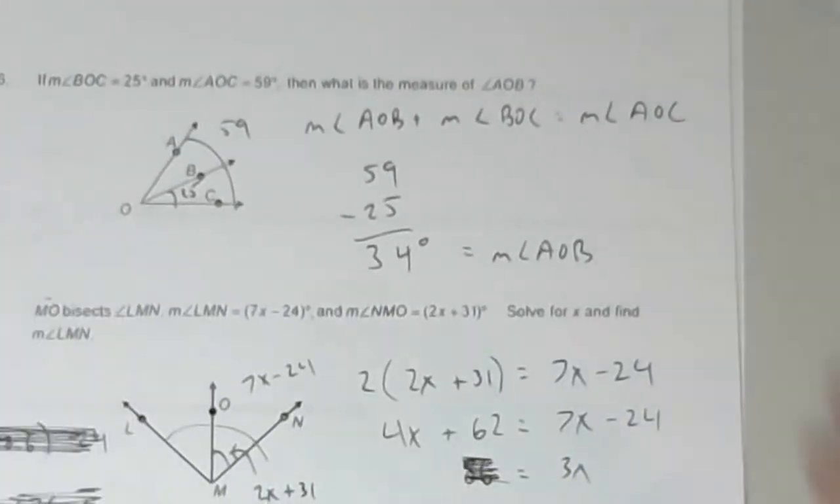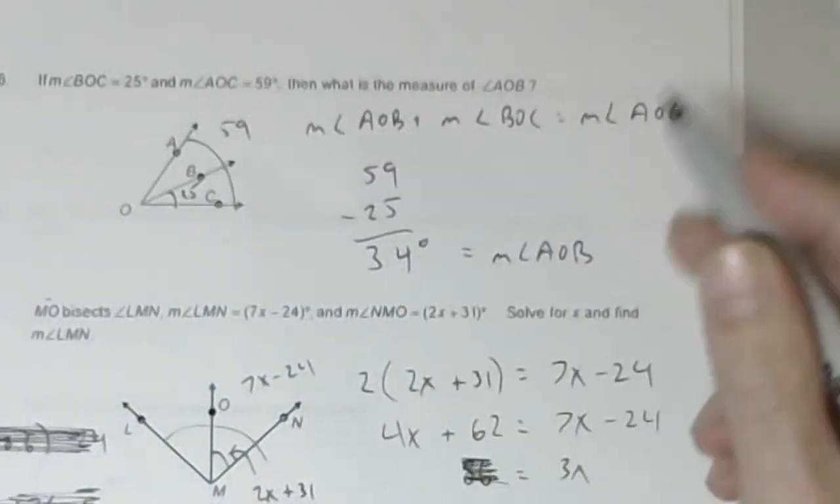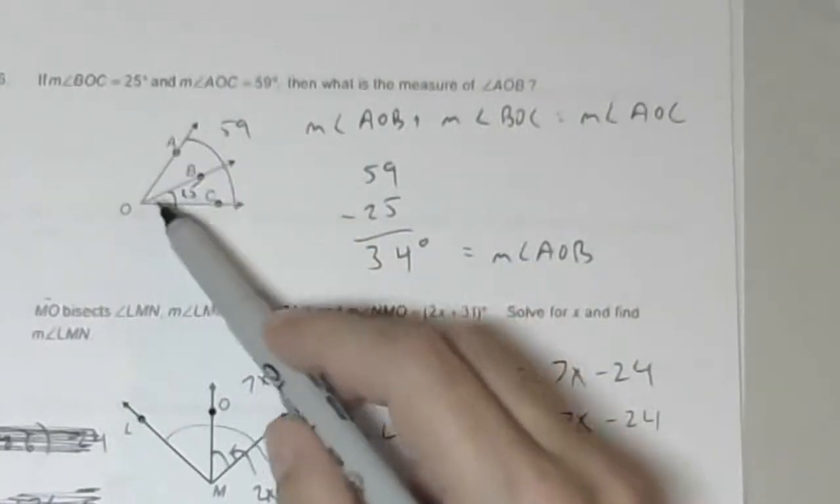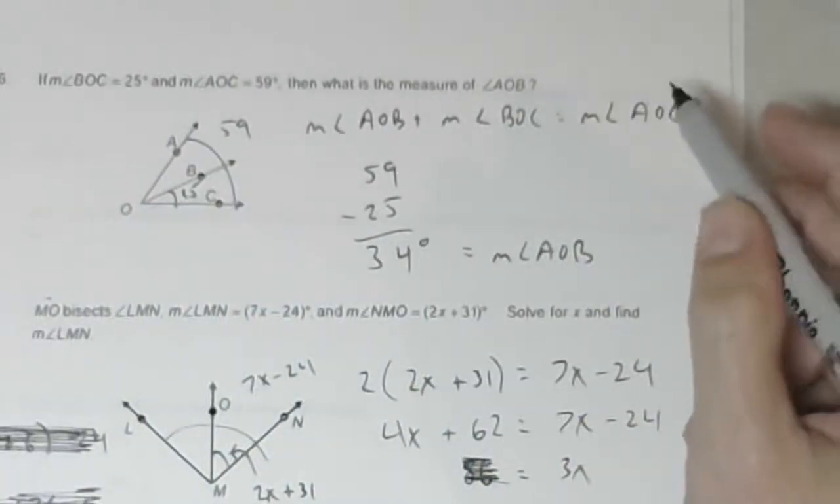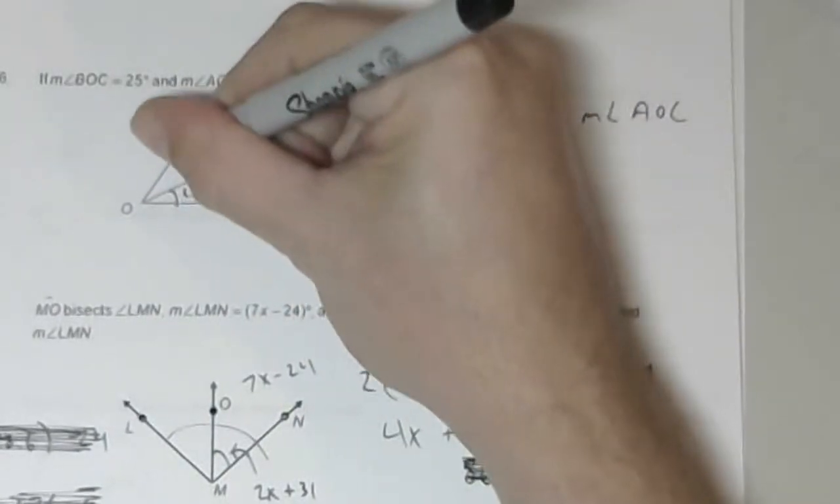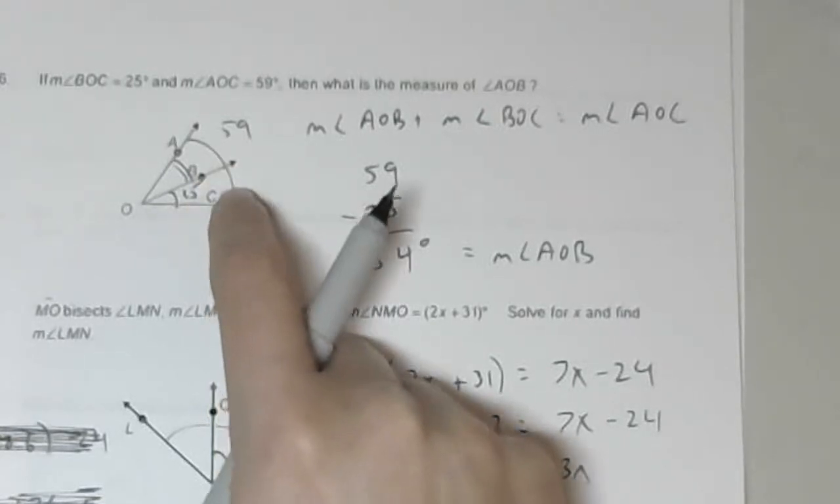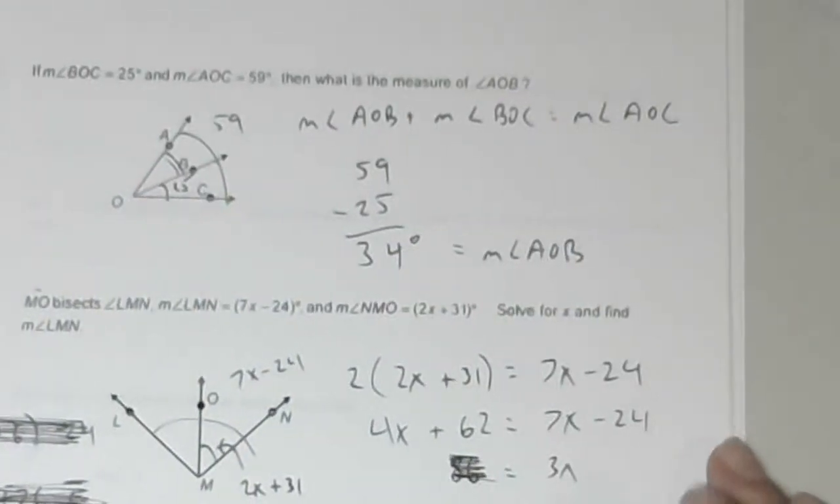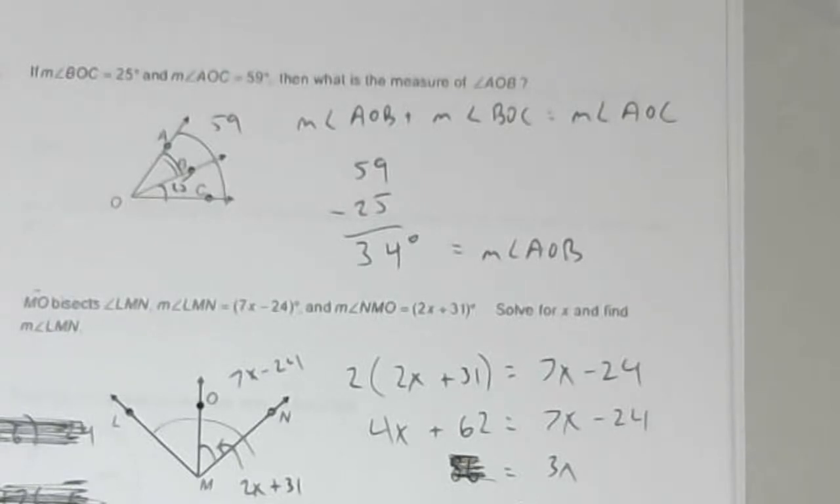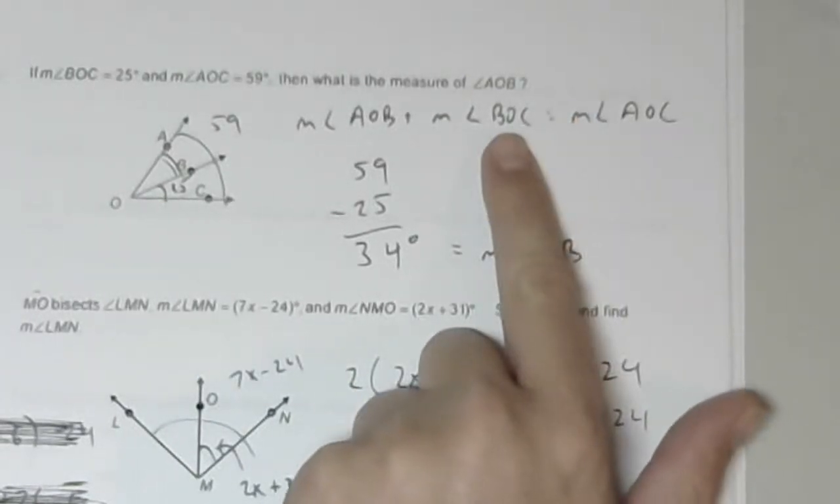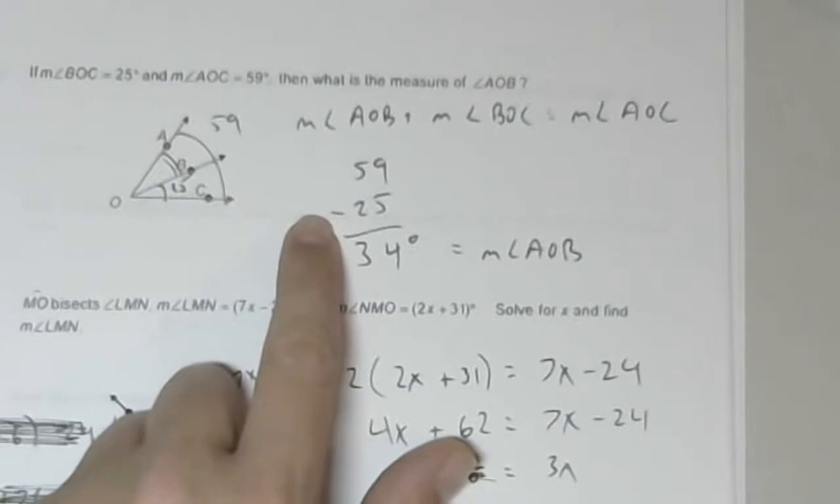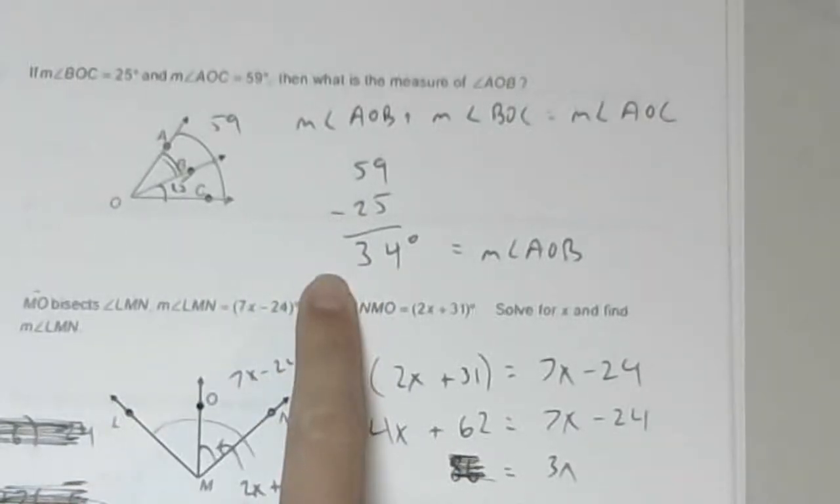Number 6, if measure BOC equals 25 degrees, AOC, the entire angle, equals 59, what is the measure of AOB, which is this one here? The angle addition postulate says measure of angle AOB plus measure of angle BOC equals measure of angle AOC. So to find AOB, I will subtract AOC minus BOC, which is 59 minus 25, or 34 degrees.